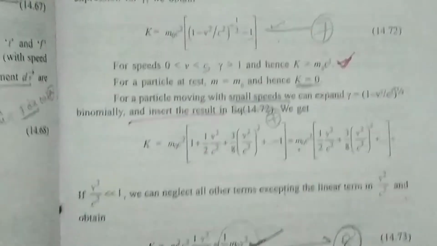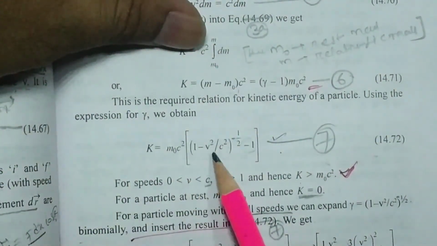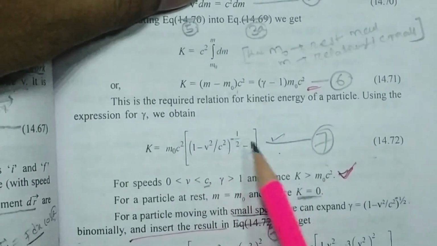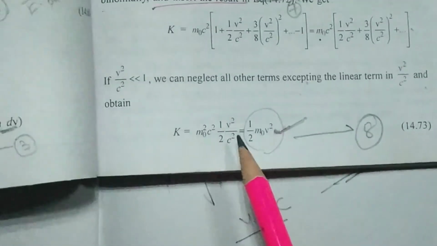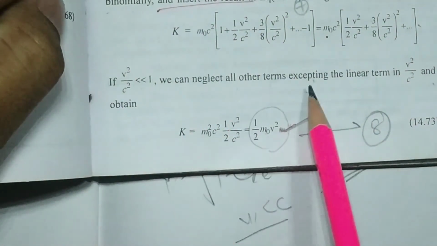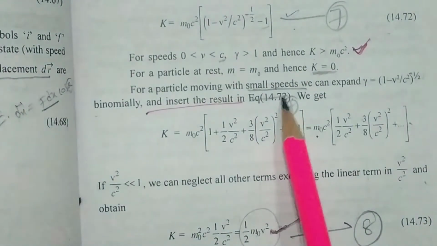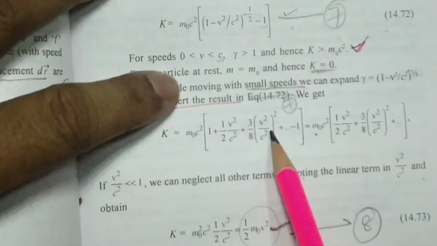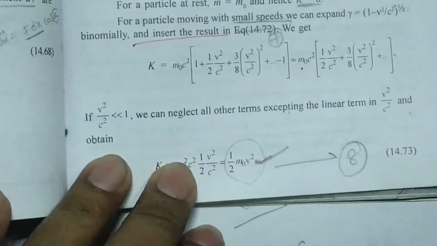So relativistic kinetic energy will be m0 c square into gamma minus 1, or you can write 1 minus v square by c square to the power minus 1 by 2, minus 1. And Newtonian kinetic energy, here we found when v is very small as compared with the speed of light, then v square by c square is very small compared to 1, and neglecting the higher order terms, we found the Newtonian kinetic energy. That is your equation number 8.